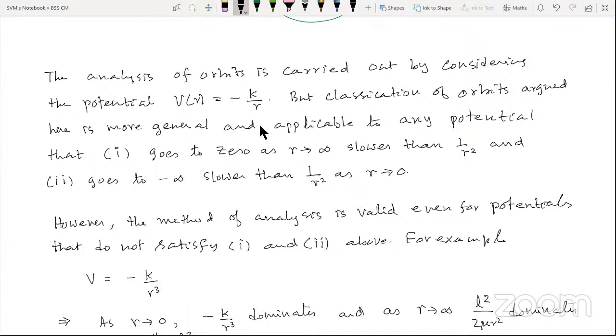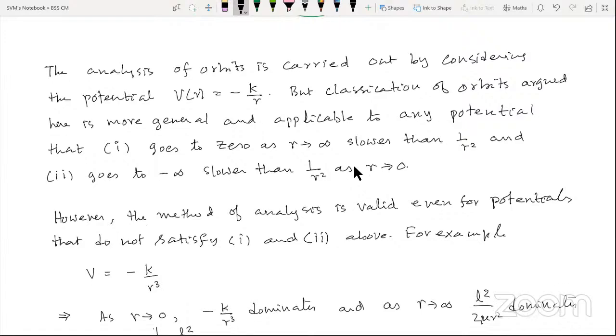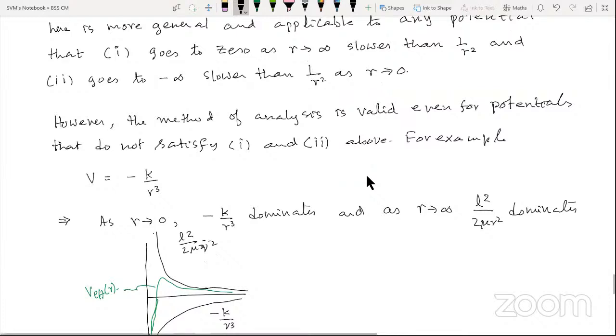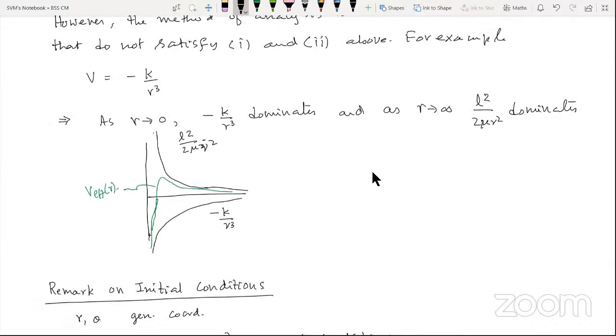This analysis of having unbound orbits and bound orbits and circular orbit will go through. And if you have a potential which does not satisfy these two conditions, then you have to, of course, draw the diagram and do the analysis separately. But this method still will work to get information about the classification of different types of orbits. Okay, so I will stop here. If you have a question, you can ask.